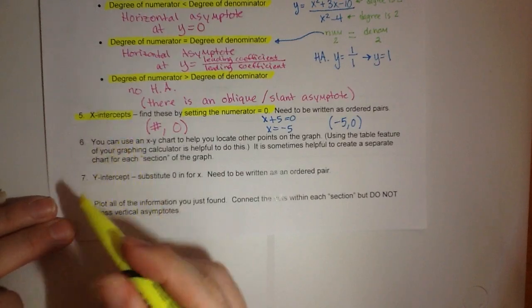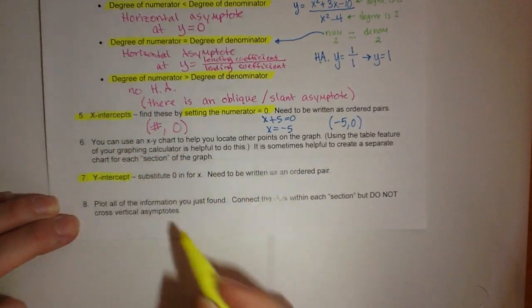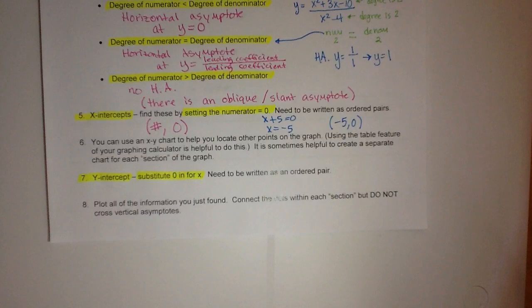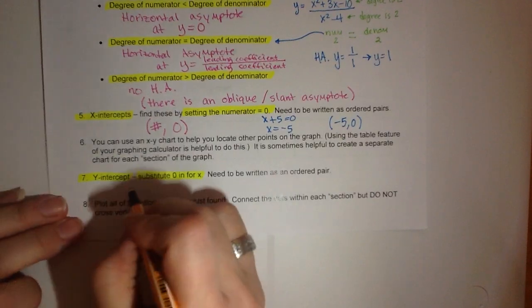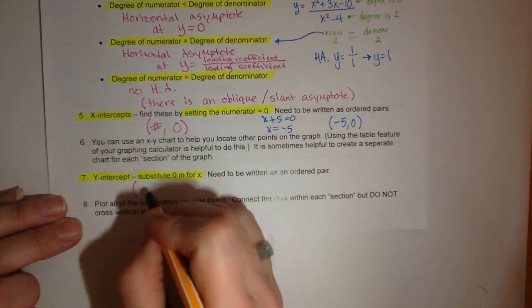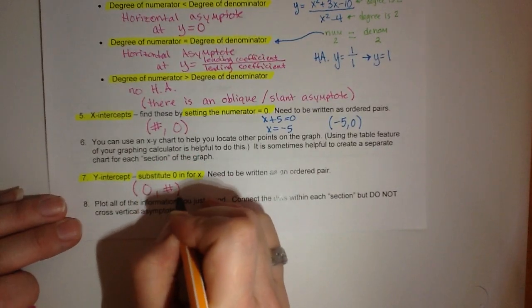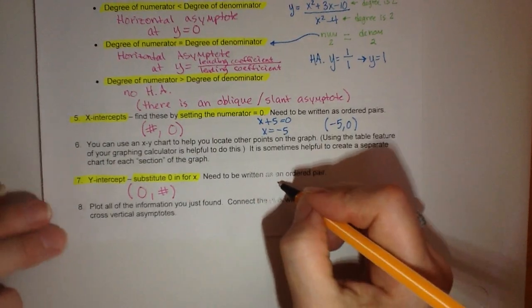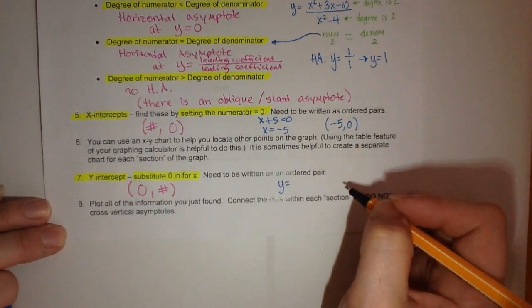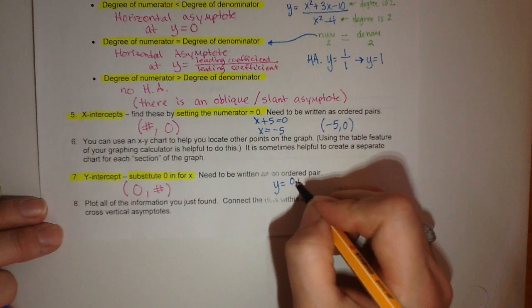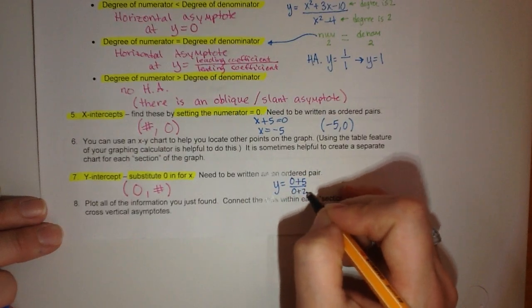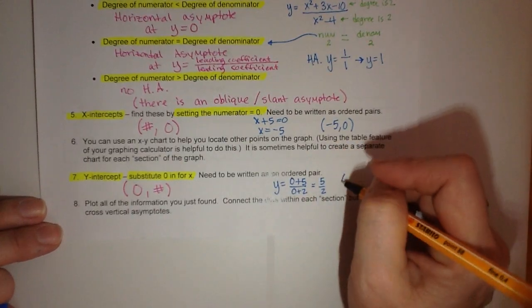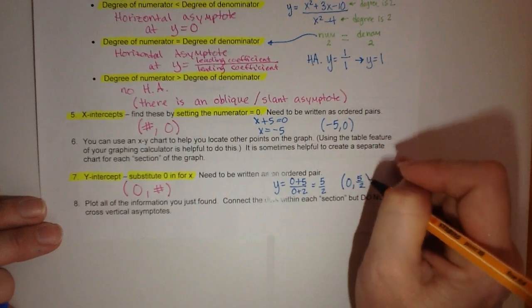I'm going to skip over number 6 and go to 7 for the y-intercept. To find the y-intercept, you're going to substitute in 0 for x. And those also need to be written as an ordered pair. So in a y-intercept, we're putting 0 in for x, so it's going to be 0, comma, some number. But going back to our example we're working with, we would have y equals, we're going to use our simplified form, so it will be 0 plus 5 divided by 0 plus 2, which gives us 5 halves. So our y-intercept will be at 0, comma, 5 halves.